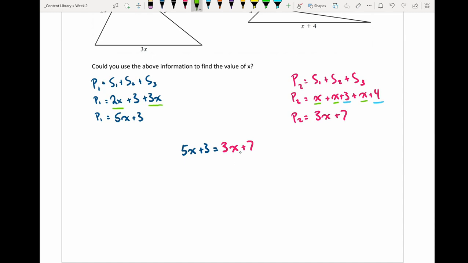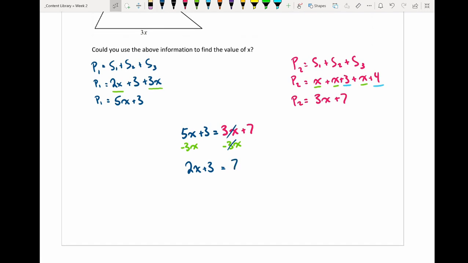So I want to get my variables together on one side. In this case, I'm going to minus the 3x from the one side. I'm going to do it to the other. They'll cancel out on one side. I'm left with 2x plus 3 equals 7. Now I'm down to a two-step equation. To get rid of the plus 3, I'm going to minus 3. I'm going to do the same thing from the other side. One side cancels out. 2x equals 4.